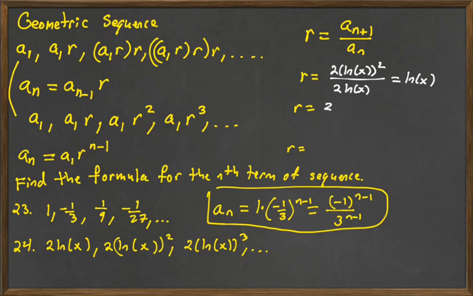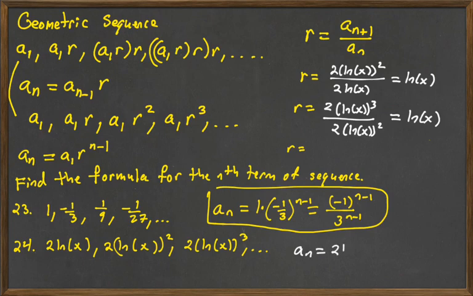Then take the next two: 2 times the quantity natural log of x squared, and then 2 times the natural log of x quantity cubed. The quantity cubed is going to be in the numerator and squared in the denominator. And so we end up getting the natural log of x there. So our common ratio is natural log of x.